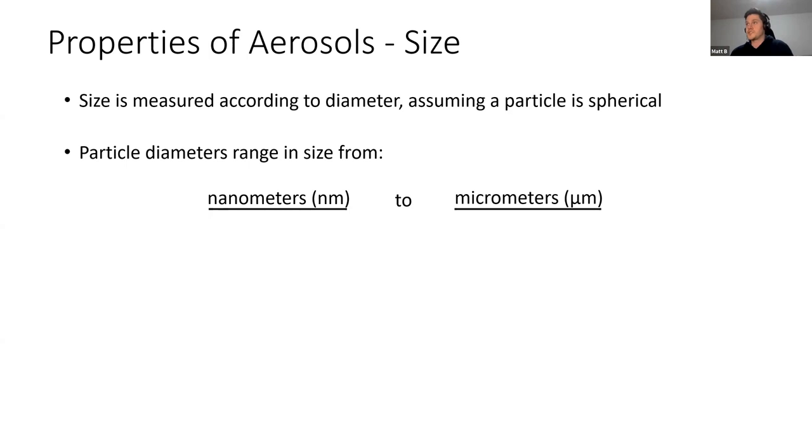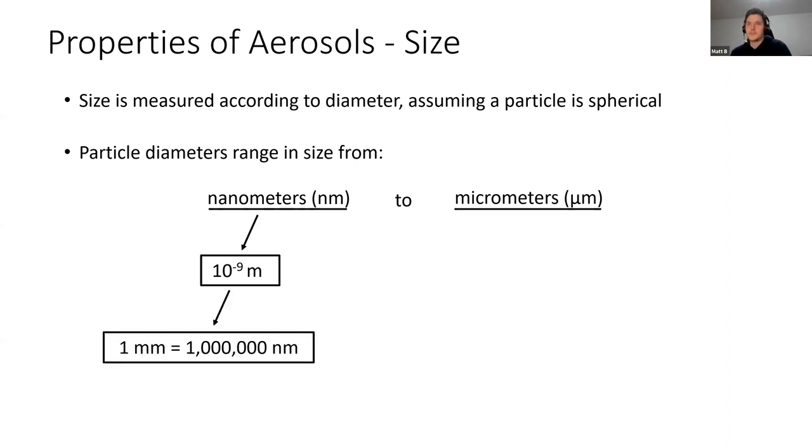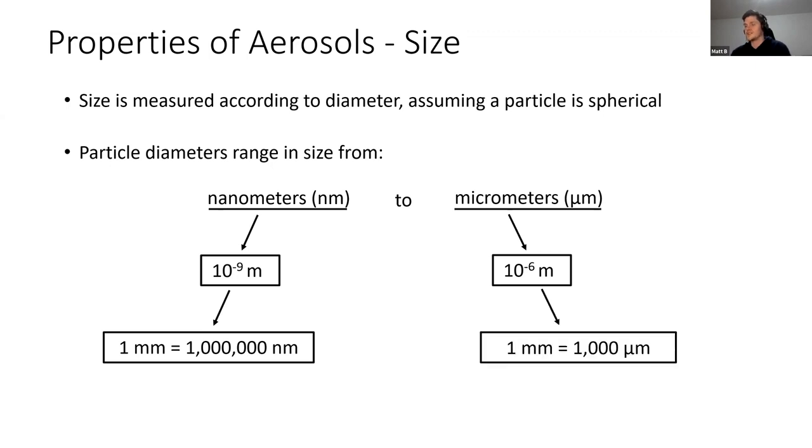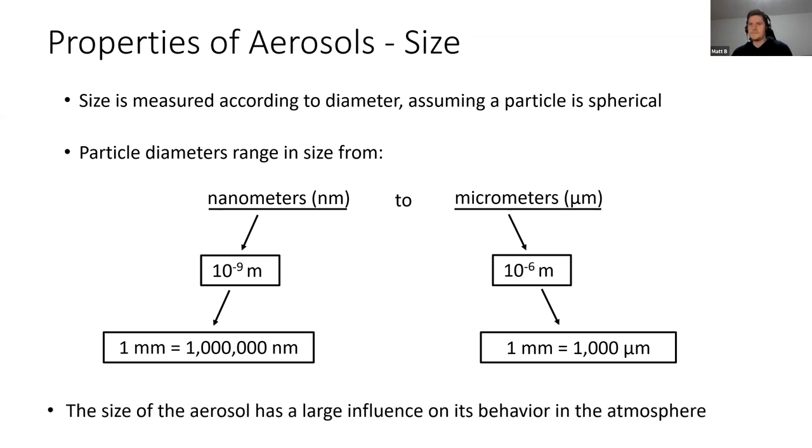A nanometer is quite small. That means 10 to the minus 9, or there's 1 billion of them in a meter. That's also kind of hard to comprehend, so I like to think about it in 1 millimeter. Everyone can picture a millimeter as a very, very small unit. There's 1 million nanometers in 1 millimeter. A micrometer is 10 to the minus 6, so there's 1 million of them in a meter, and 1,000 in 1 millimeter. That puts it in perspective a little bit.